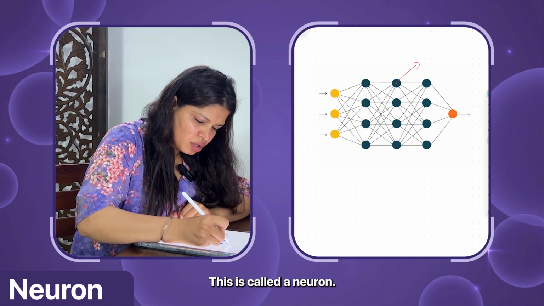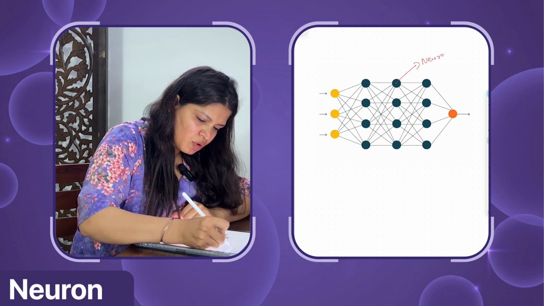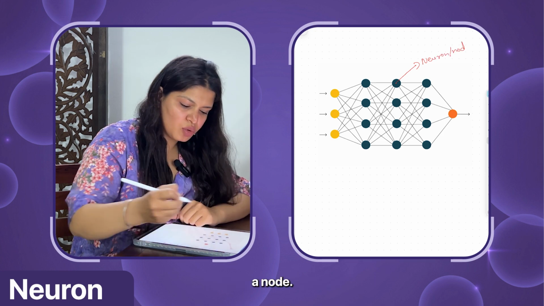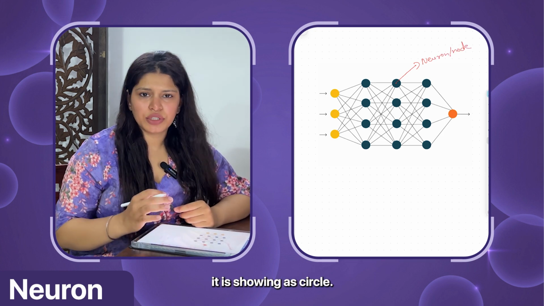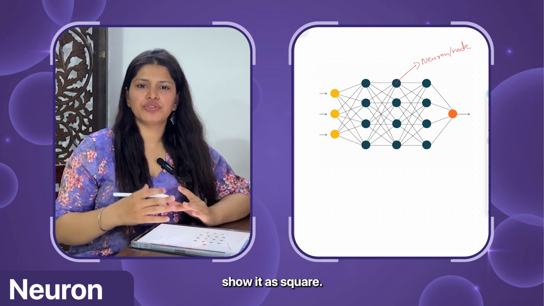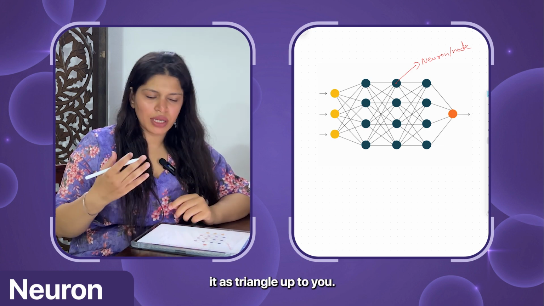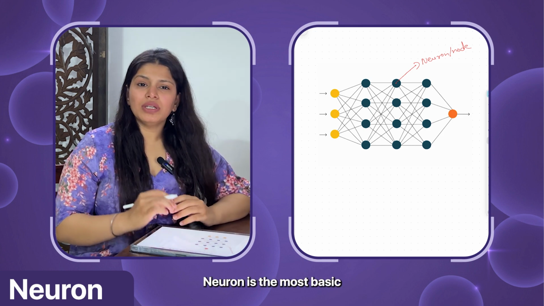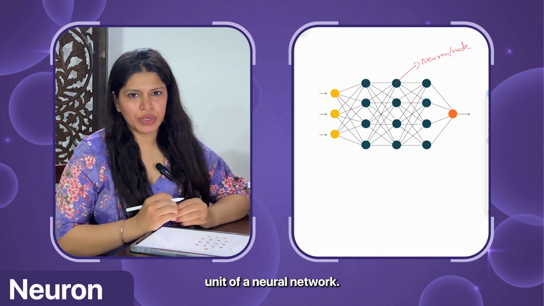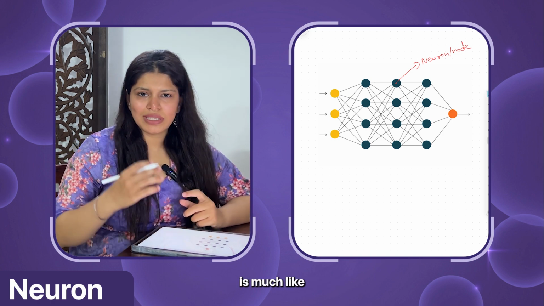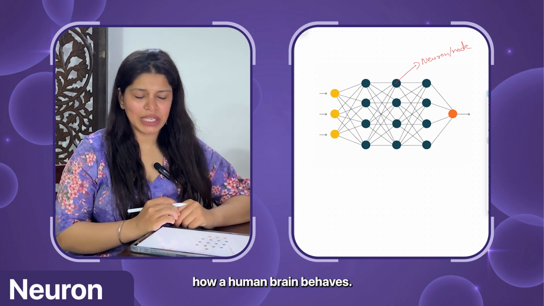This is called a neuron, or you can also call this a node. Here in this diagram, it is shown as a circle, but you can also show it as a square, you can also show it as a triangle, up to you. A neuron is the most basic unit of a neural network. The job of this neuron is much like how a human brain behaves.